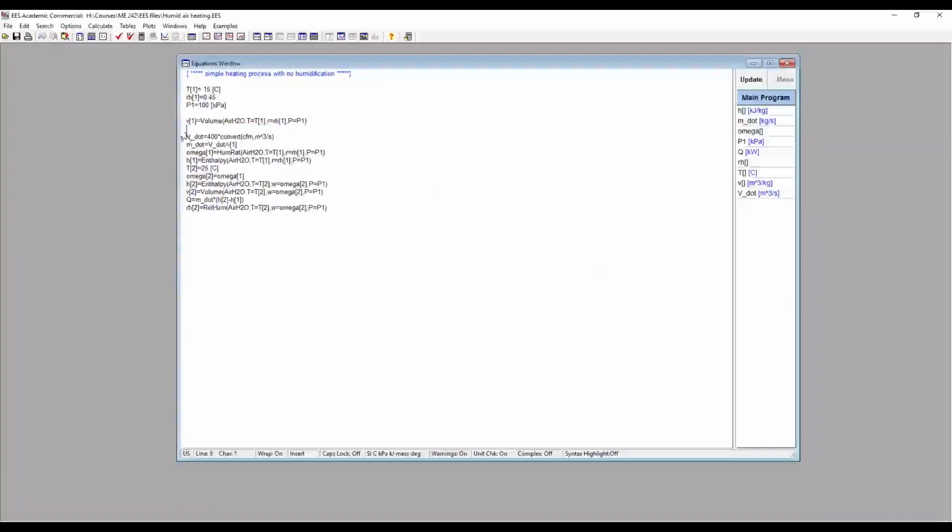Okay, next is calculating volumetric flow rate, or actually converting volumetric flow rate from CFM to meters cubed per second. This is the syntax you use for unit conversion. It has a lot of standard units in its database. So 400 CFM times convert, in parentheses, CFM from unit, comma, meters cubed per second to unit. So from, to, it will convert for you.